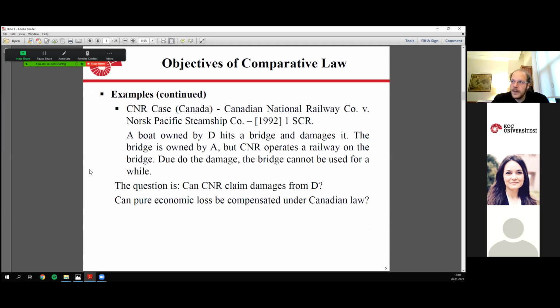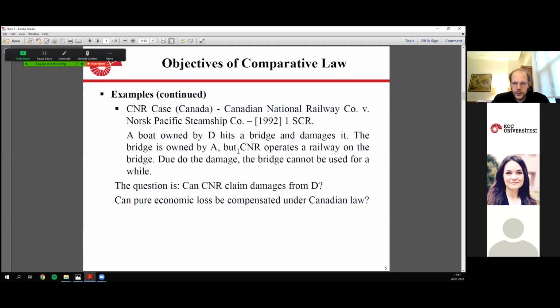This is the CNR case. What happened here was that a boat owned by D hits a bridge and damages it. That's a typical tort case. But the problem here was that the bridge was owned by A. Okay, A suffered damages, that's okay. But CNR was operating a railway on that bridge. So actually, CNR's bridge was not damaged. So could CNR sue for damages?